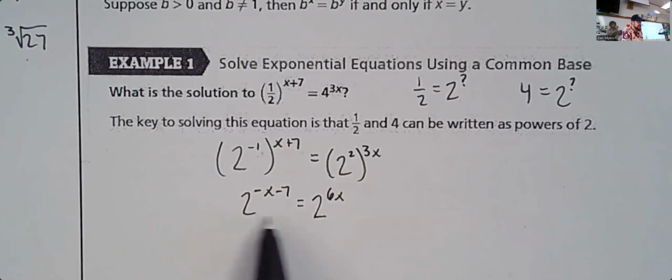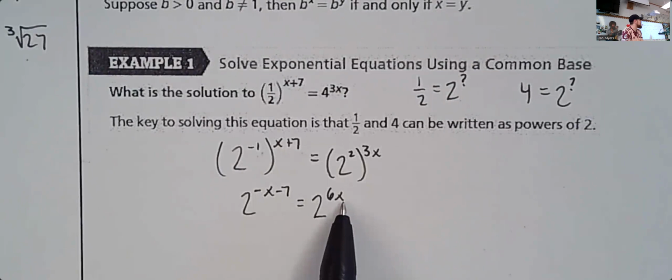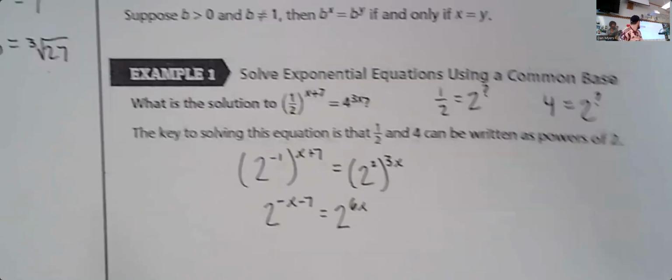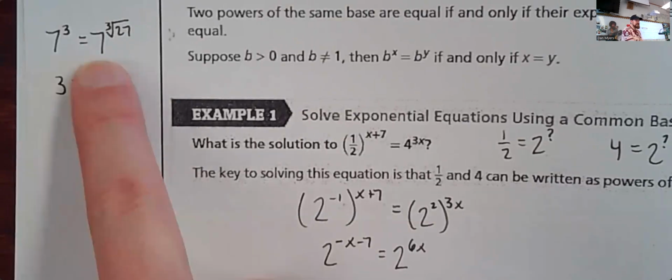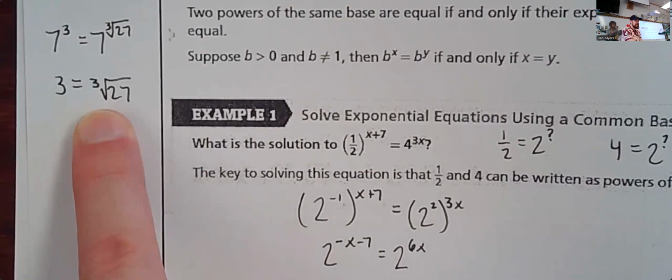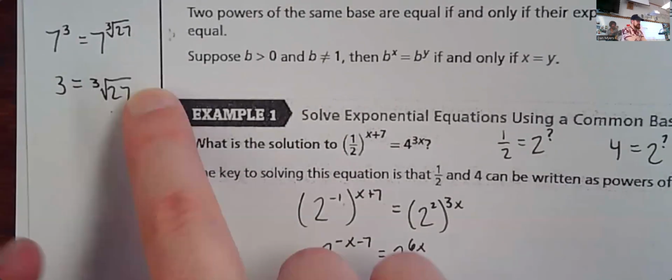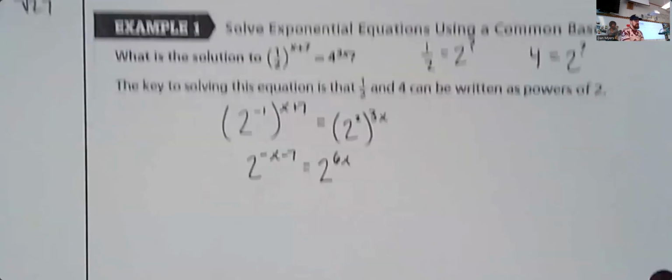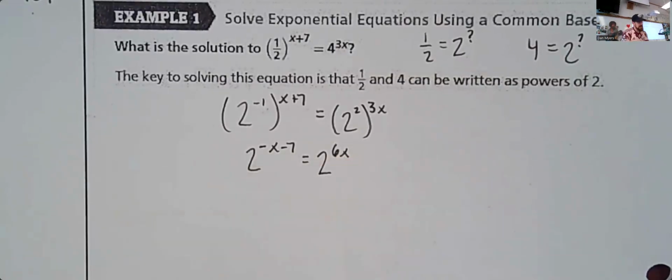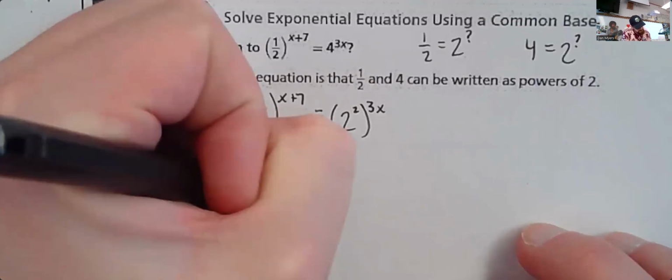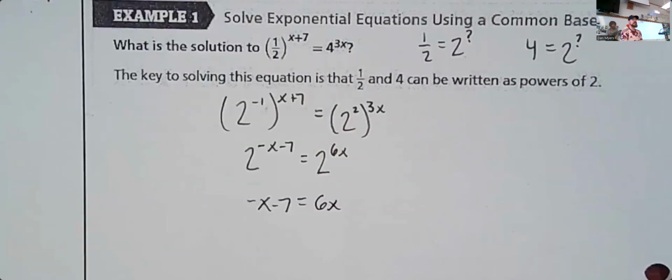Now that our bases are the same, what are we allowed to do now with our exponents? What do we do with our exponents over here? We got rid of our bases, and what did we write instead? We just wrote the exponents equal to each other, right? So now that our bases are the same, we can write our exponents equal to each other. So we're going to have negative x minus 7 equals 6x.